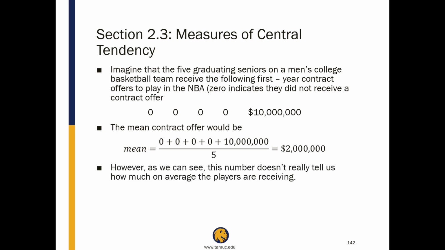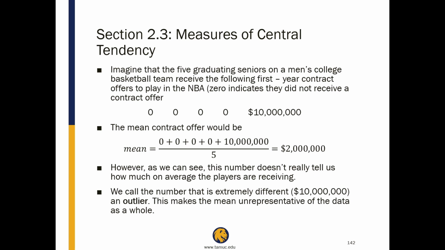However, as we can see, that number from the mean is not really a good way of expressing what the average of the players are receiving here. It looks like more or less most of them are getting 0, so on average we wouldn't really think of them getting 2 million each. So that number at the very end, the really big number, is what we would refer to as an outlier. That makes the mean unrepresentative of the data as a whole.